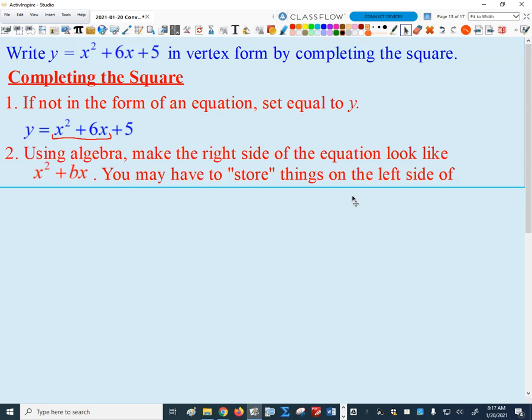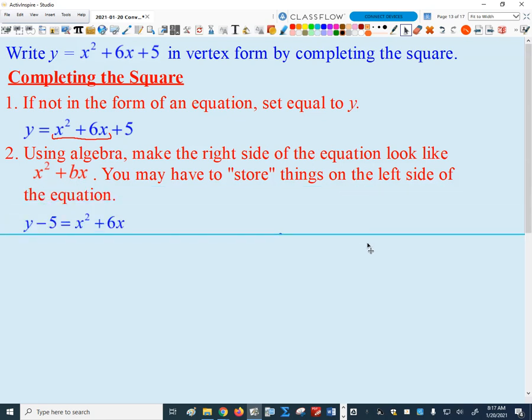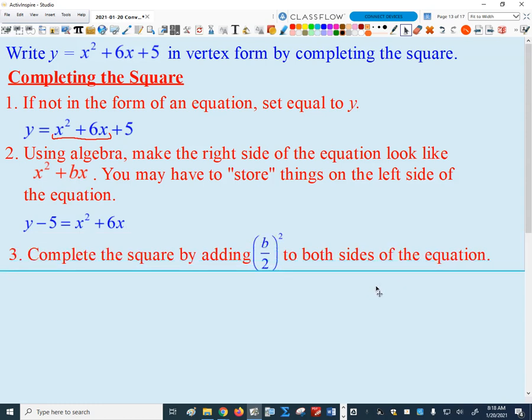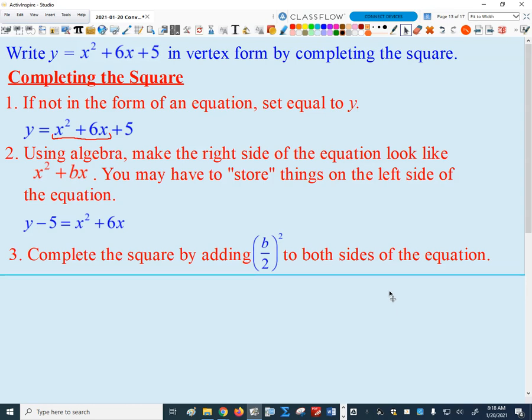So to do that, we have to get rid of the 5. So we're going to store the 5 on the other side. We'll just subtract 5 from both sides. So we get y minus 5 equals x squared plus 6x, which looks like x squared plus bx, right? Okay, now what? Now we're going to complete the square by adding just the right amount to both sides to create a perfect square trinomial. Well, the right amount is half of b squared. b is 6.